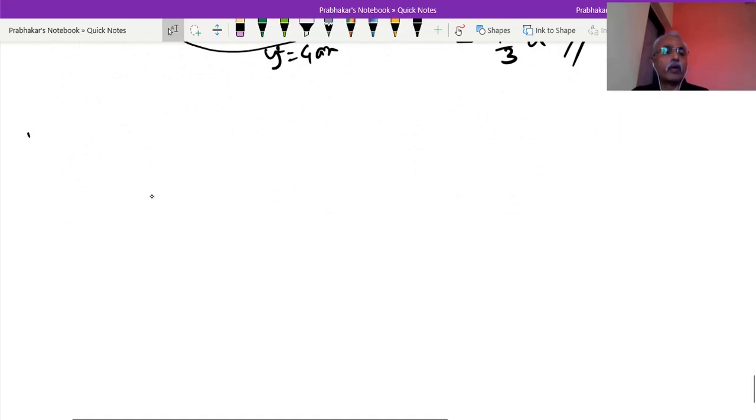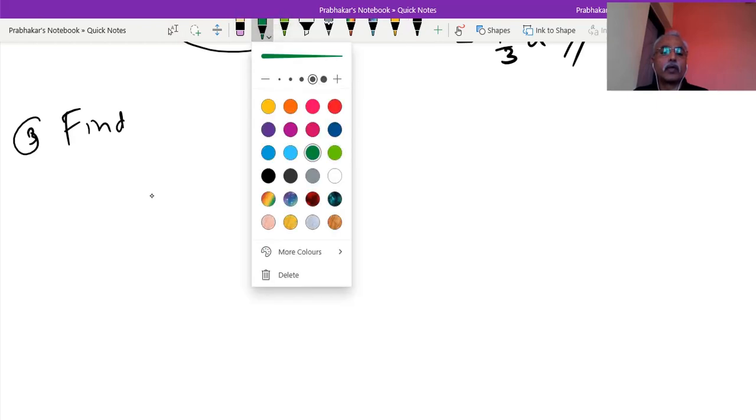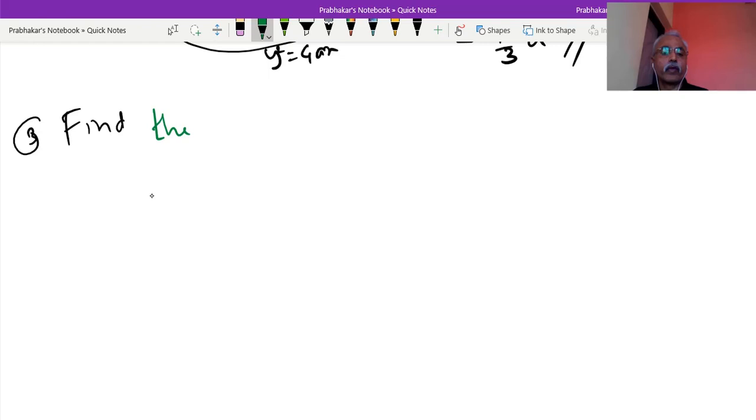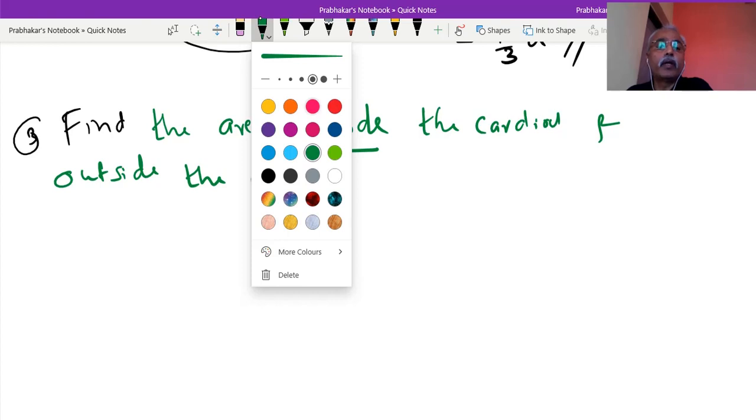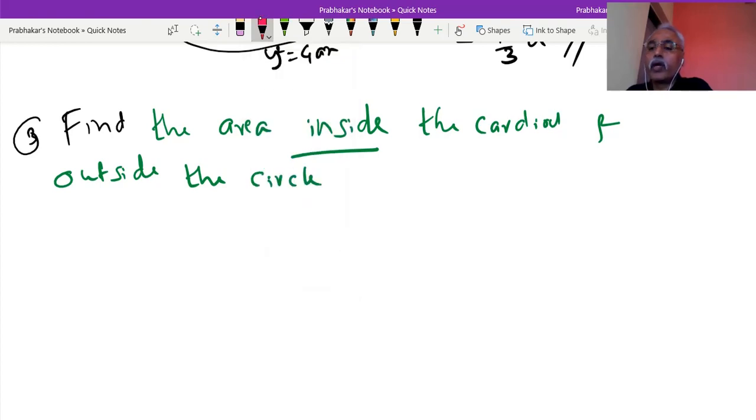Why not we take one example of polar coordinates. Third one: find the area inside the cardioid and outside the circle. I have purposely written the question incomplete. Inside the cardioid means I will be given which cardioid: inside the cardioid r equal to a into 1 plus cos theta. And which circle will you be given? Outside the circle r equal to a.